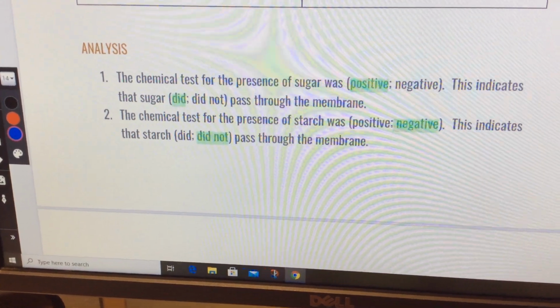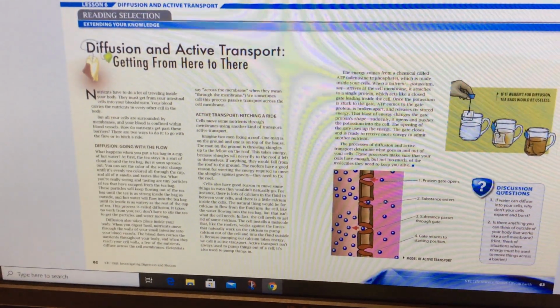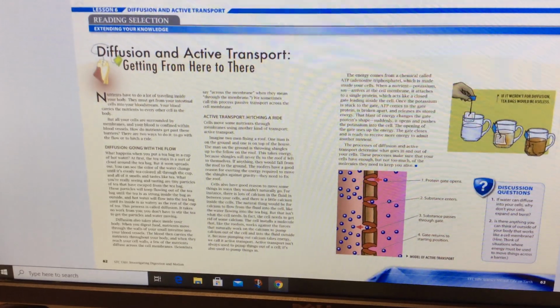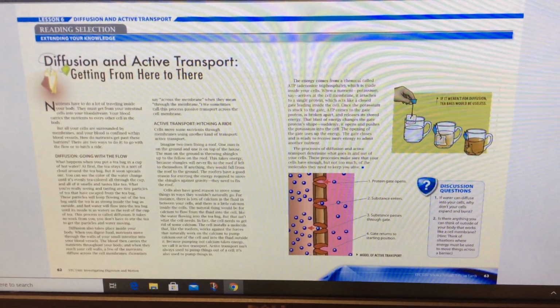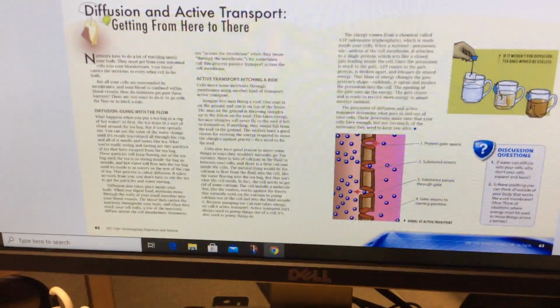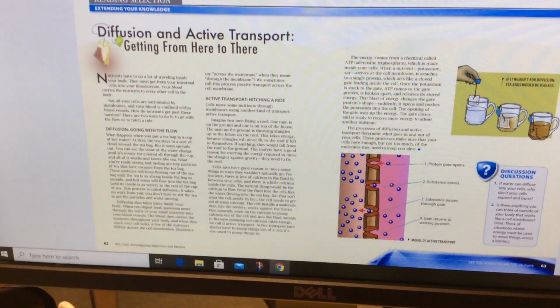To learn more about diffusion, I want you to read Diffusion and Active Transport, Getting from Here to There, on page 62, 63 in the online textbook, which is page 78 and 79 on the blue slider.